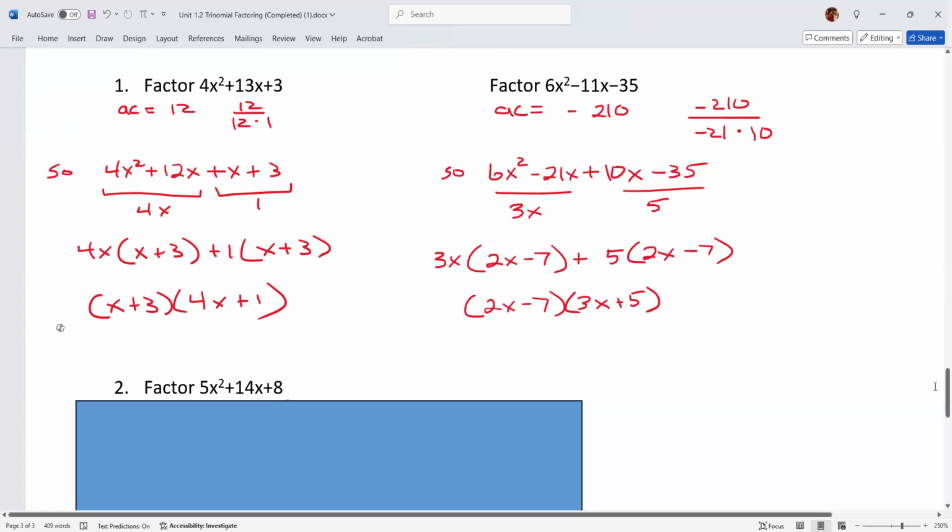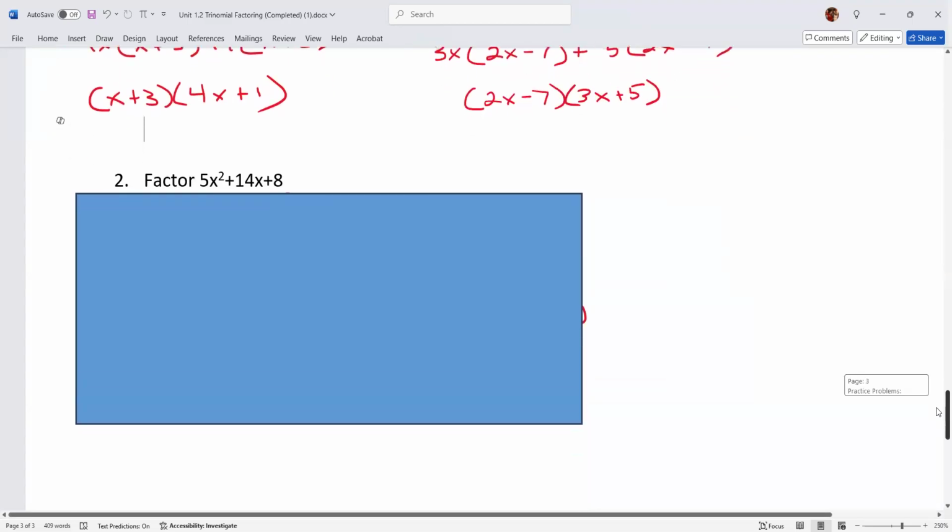Okay. Last one. And by now, I hope you get the rhythm of it. You just got to learn it by practicing it, right? There's nothing difficult about this conceptually. You just got to know what the steps are. So again, I cannot factor that 5 out of this because it doesn't divide into 14 or 8.